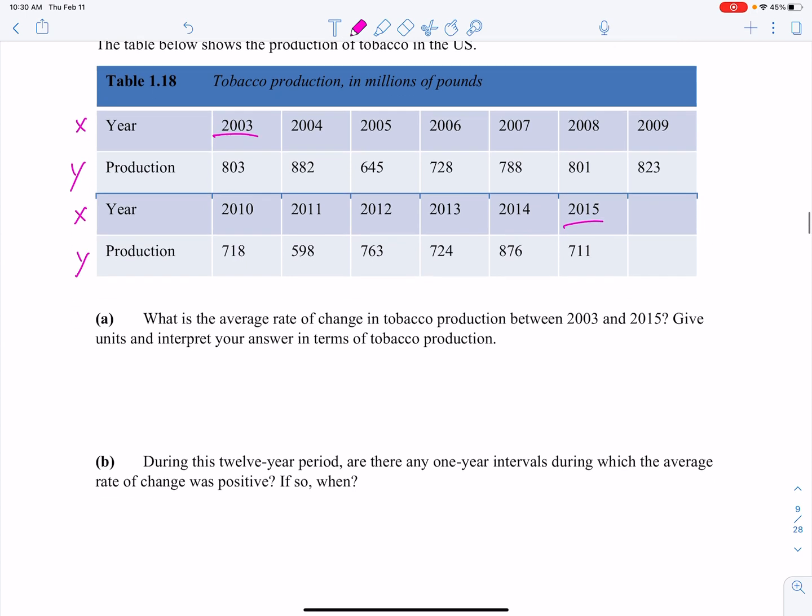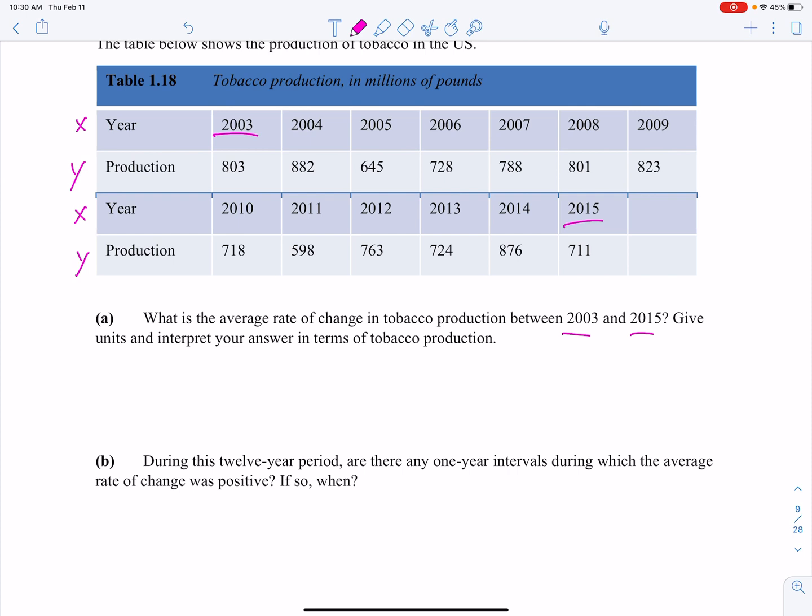Okay, so the question says, what is the average rate of change? So average rate of change again means slope. In tobacco production between 2003 and 2015, give the units and interpret your answer. Okay, so we're going to do what we just did in the previous problem. We're going to find 2 coordinate points, x comma y, and plug them into the slope formula and calculate. All right, so we said years is the x value and y is the production value here.